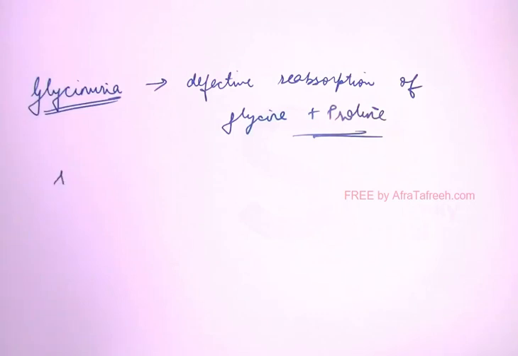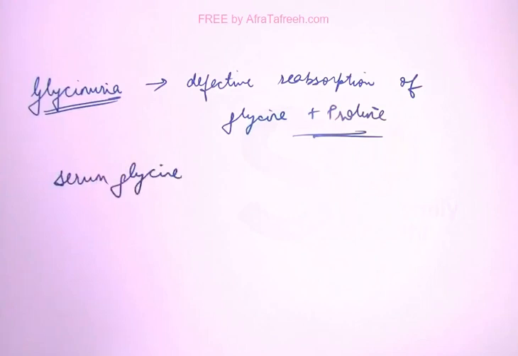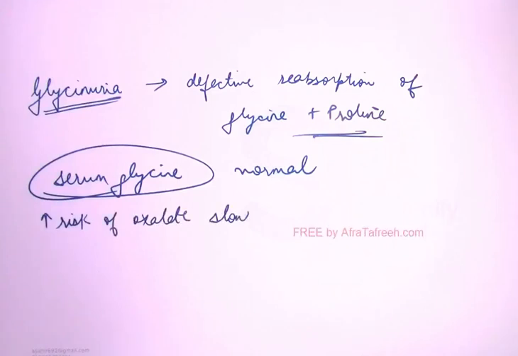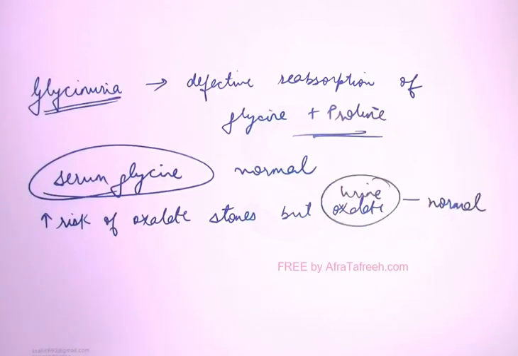In these patients, serum glycine levels are normal. Urine glycine levels are increased, but serum glycine levels are normal. That's why it is not glycinemia, it is glycinuria. These patients also have increased risk of oxalate stones, but urine oxalate is normal. Urine oxalate is normal, but they have increased risk of oxalate stones.